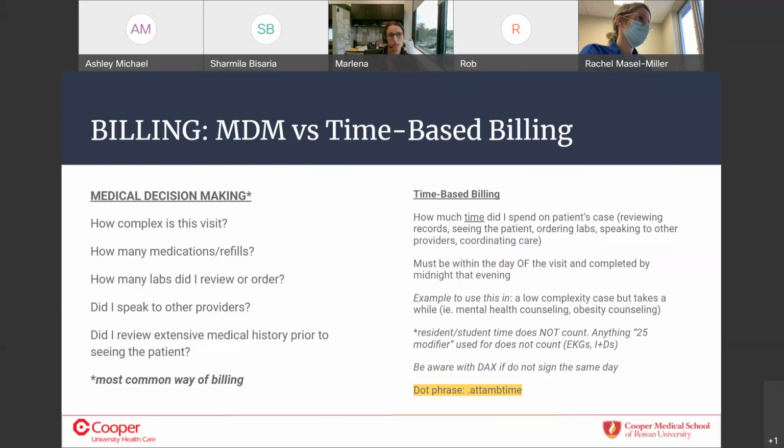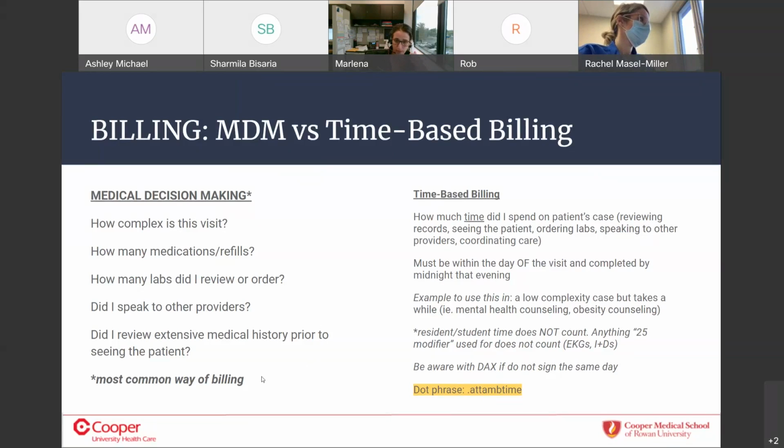So with medical decision making, you're thinking about how complex the visit is, how many medications or refills you are doing. Did I speak to other providers? Am I speaking to family members? And did I do pre-charting or post-charting that took up time for you as well?